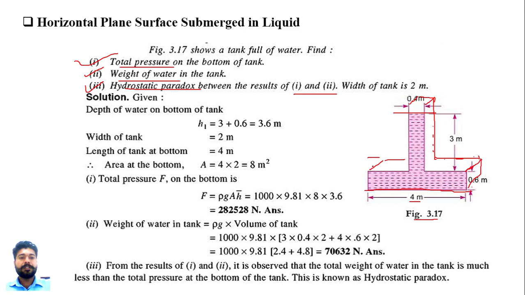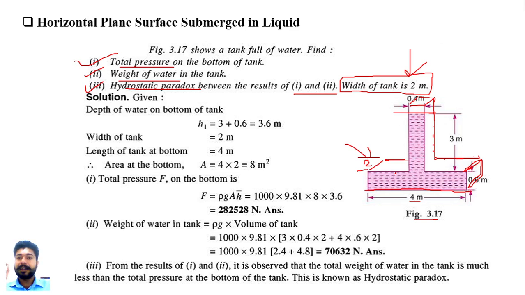So here, the width of the tank is 2 meters, which is given in our example. The width of the tank is 2 meters, like this. In 3D, the width of the tank is 2 meters. So first of all, we need to find the total pressure.